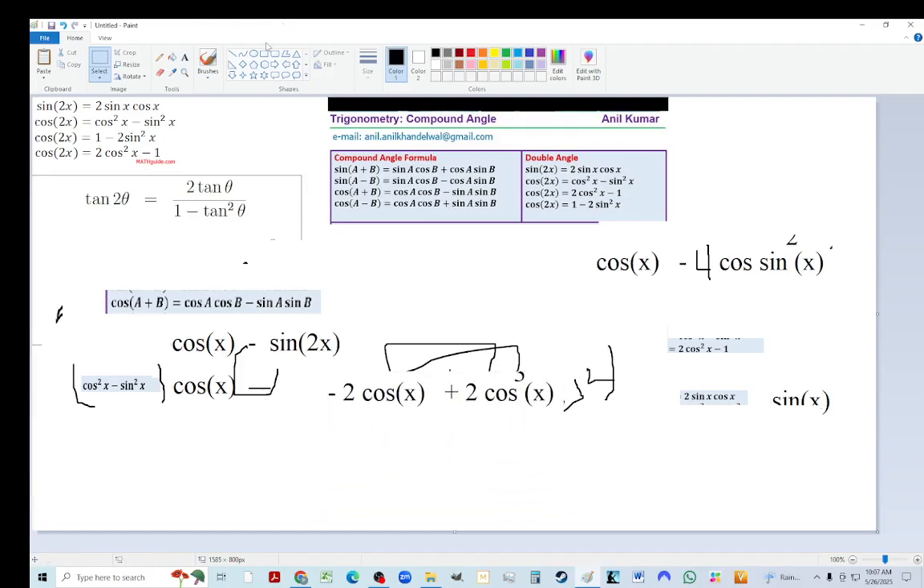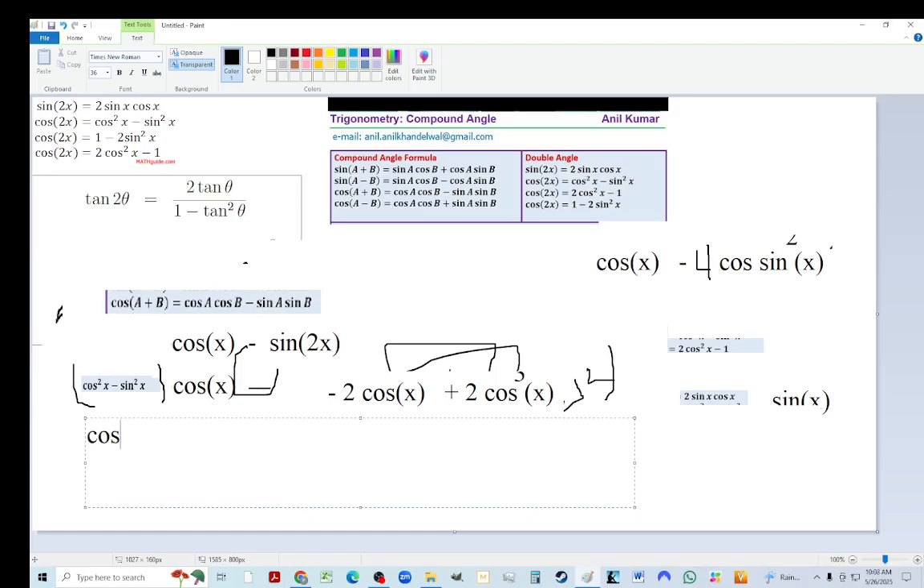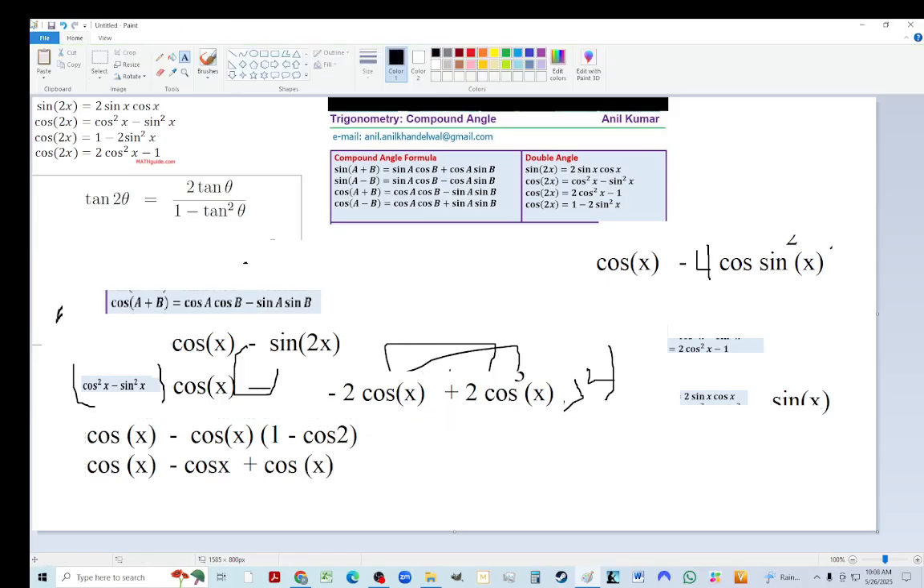Cubed. And this first one, when we expand it, becomes cos cubed, minus cos x times sine squared. But remember, sine squared can be replaced with this. So you get cos x cubed minus cos x plus cos cubed, because it was cos squared there, not cos 2x.